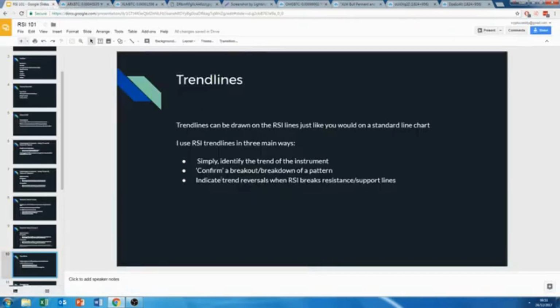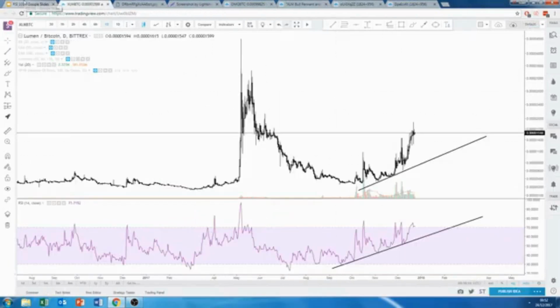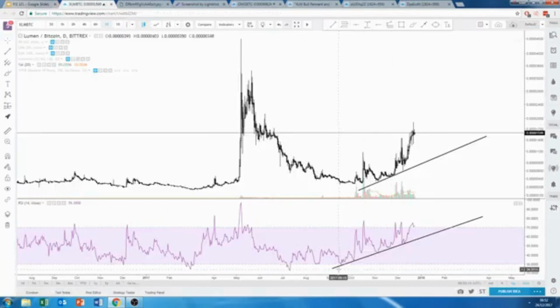Of course, we've covered indicating trend reversals by looking at the Bitcoin example and breaking the downtrend resistance. We've covered confirming a breakout or breakdown of a pattern with the channel example on ARK, which was very powerful. And then quite simply, the trend of the instrument: we can just see here that RSI is making higher lows and generally higher highs as well.